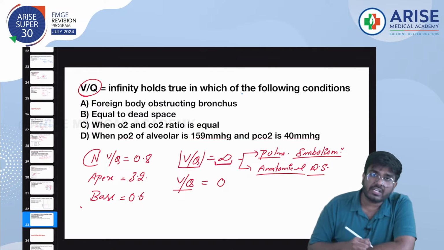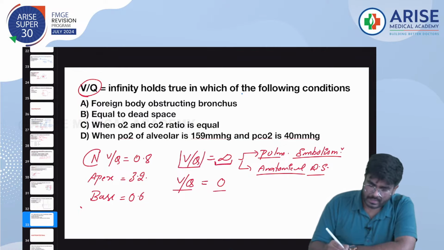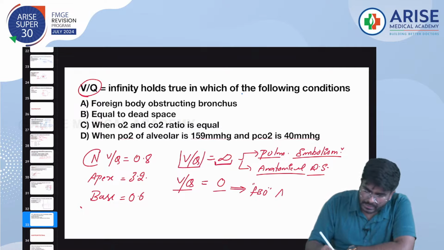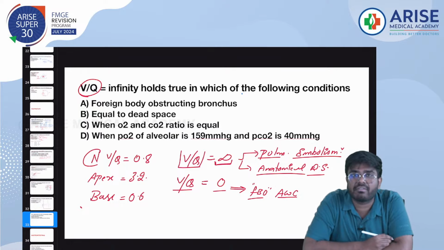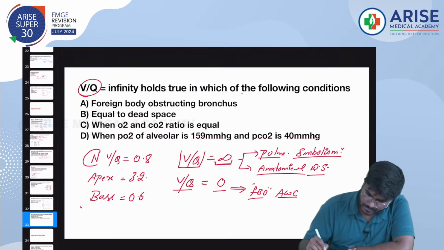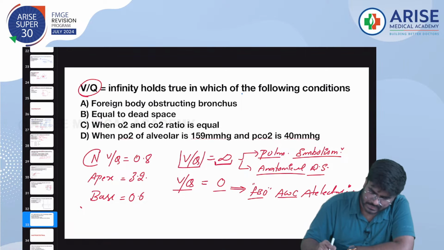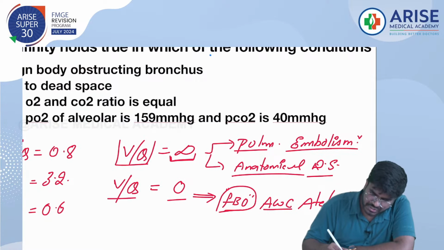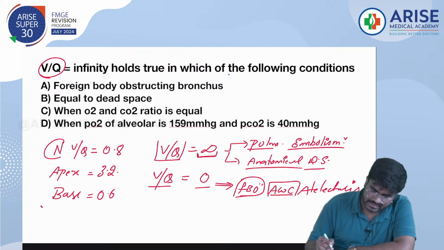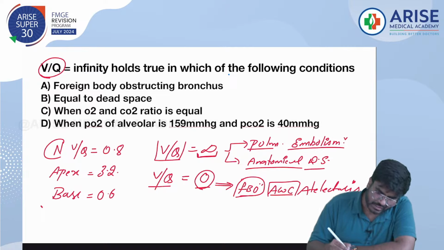And in which condition is the ventilation perfusion ratio going to become 0? In a condition called foreign body obstruction. Foreign body obstruction to the respiratory tract, airway compression or atelectasis. FBO means foreign body obstruction, you anyway know it. Airway compression and atelectasis. These are the conditions in which the ventilation perfusion ratio is going to be 0.